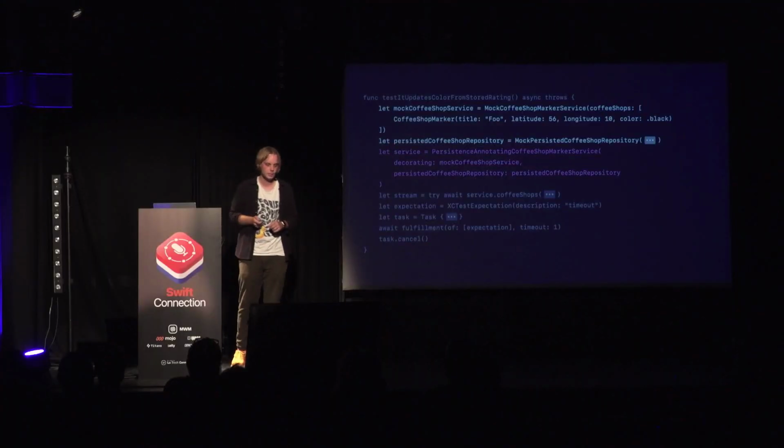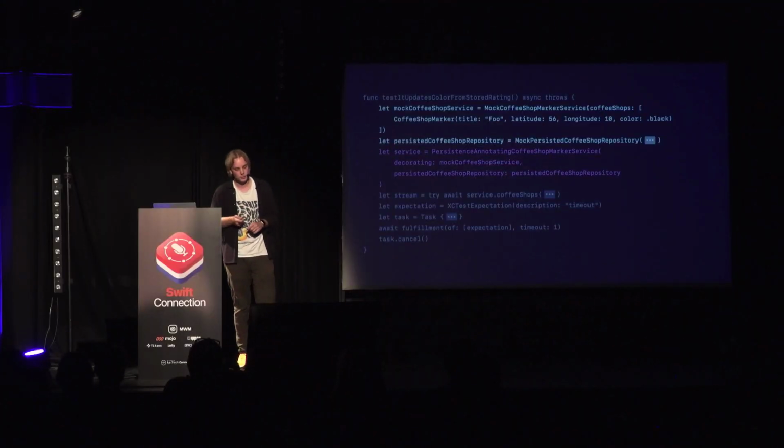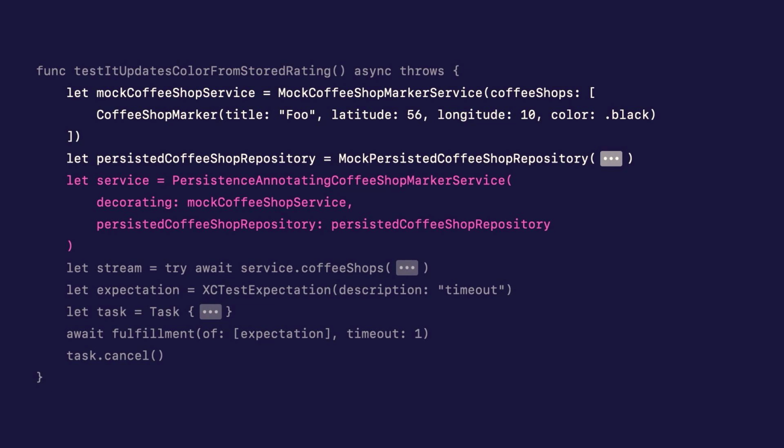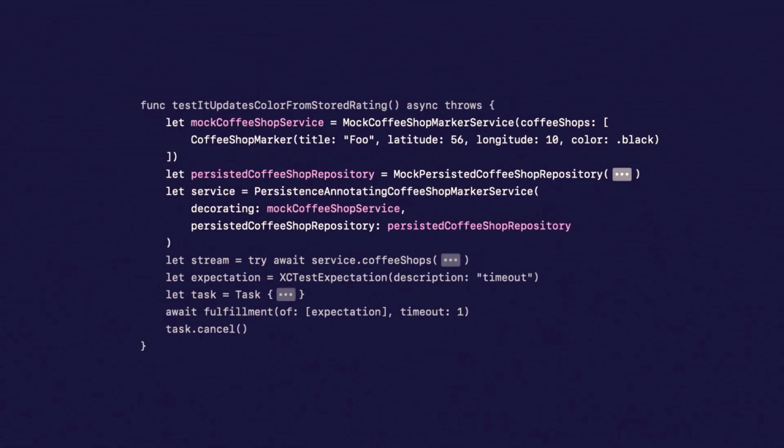The important part here is that we create a type with quite a mouthful of a name, persistence annotating coffee shop marker service. Not that important. What is really important here is that it has two dependencies. And what's even more important is that we create those dependencies on the lines just above, and we inject them into the service that we're actually testing here. So you might say, well, Simon, there's not really anything new here. And you're right, that's my point.